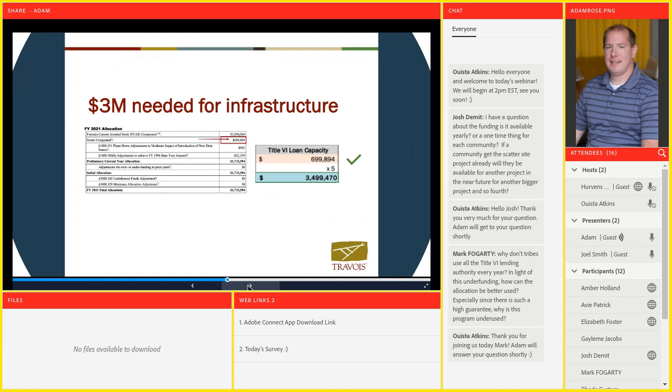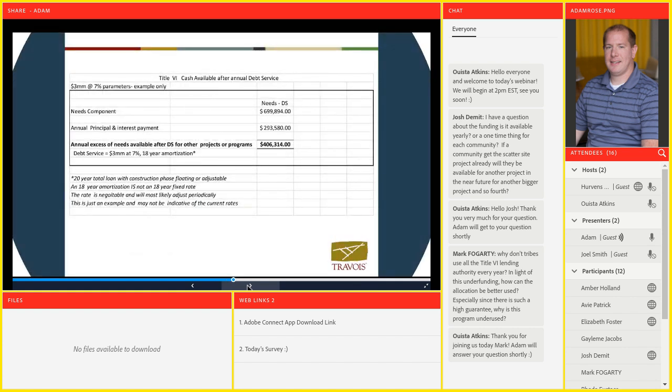So again, I go back to our original example. This particular hypothetical tribe, their need component of their formula allocation is $699,894. Simply take that by 5, so they could get up to 3.4 million, 3.5 million guaranteed through the Title VI loan guarantee program. So right off the bat, that checks the box. Yeah, our engineering estimate assumes it will definitely be under $3 million. So we're good on that. We move down this path that this is going to be a viable source to fund this project. Again, the need component for this particular tribe is about 699,000.